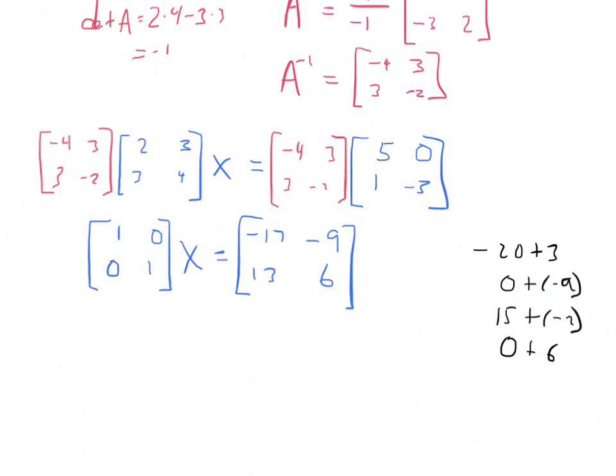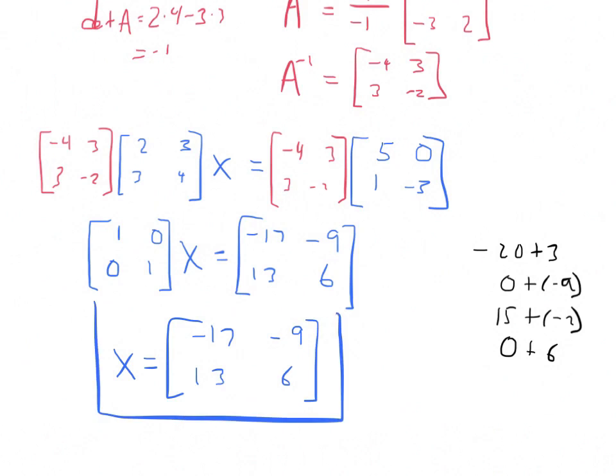We're almost done with this. Remember, what happens when you multiply the identity times anything? The identity times anything is supposed to just be that thing. So x is negative 17, negative 9, 13, 6. That's our answer. Okay? So we solved that matrix equation by using the inverse. So that was the first half of this question.